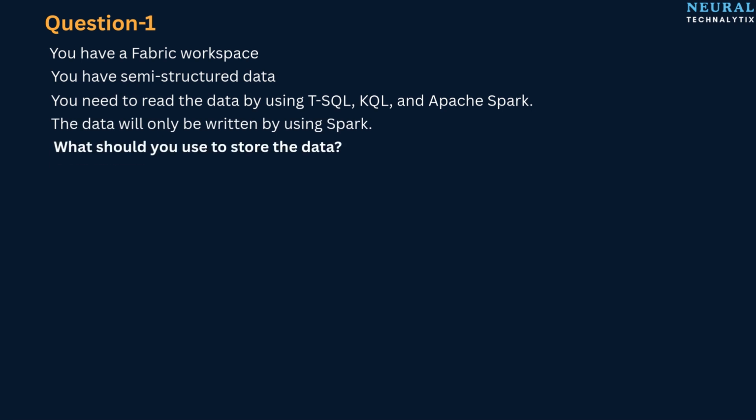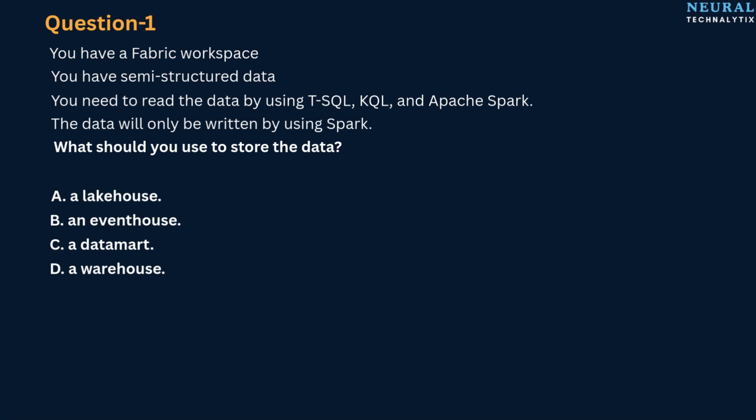Now pause here. This question is not testing syntax. It's testing architecture understanding. So before deciding anything, let's quickly look at the options. Option A, a Lakehouse. Option B, an Eventhouse. Option C, a Datamart. Option D, a warehouse. Okay? Now let's slow down and think logically.